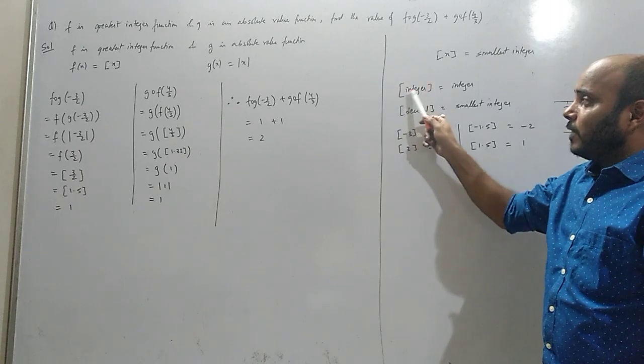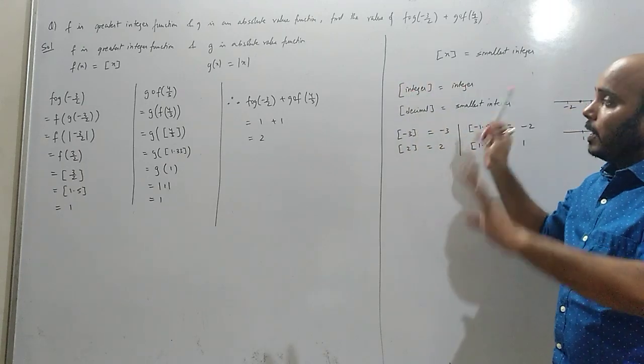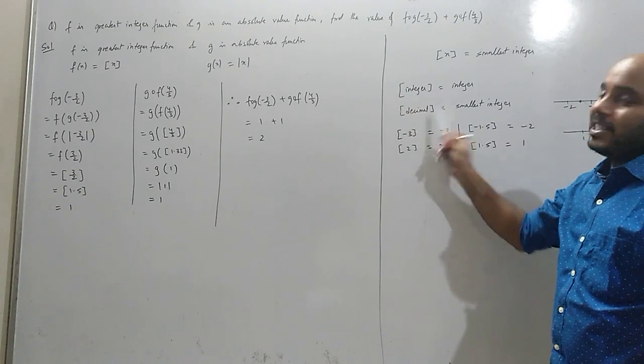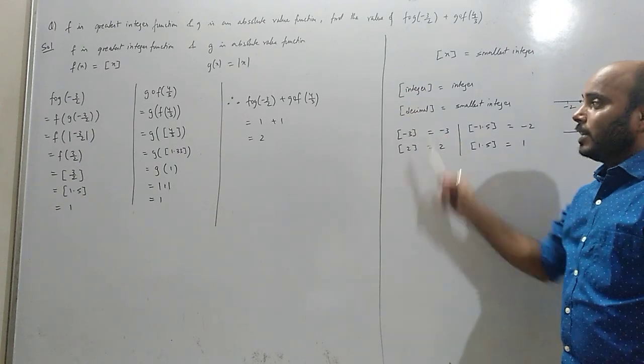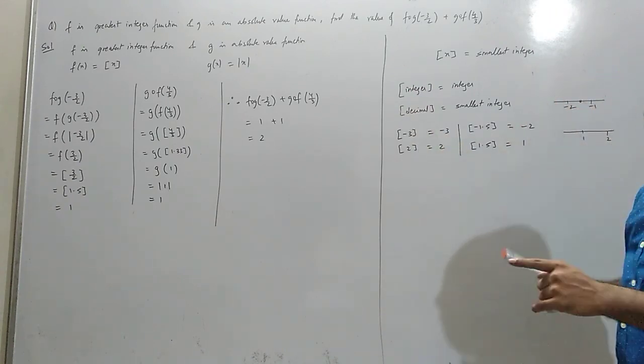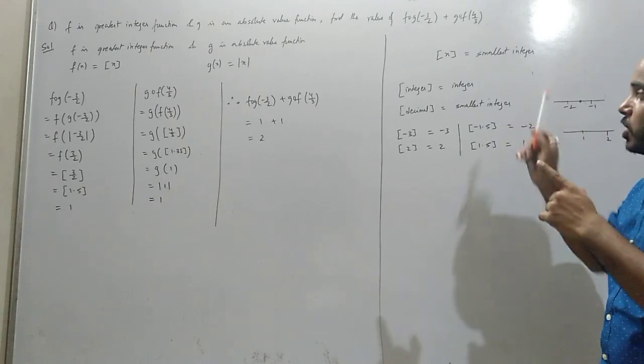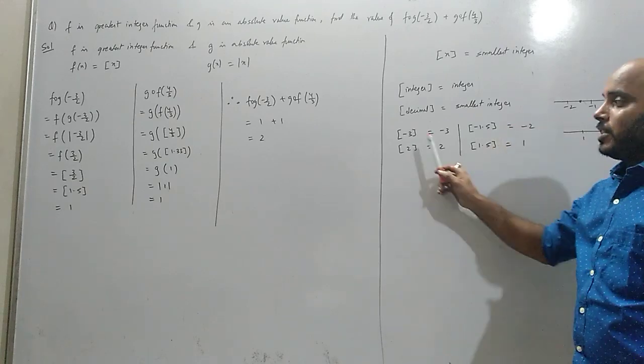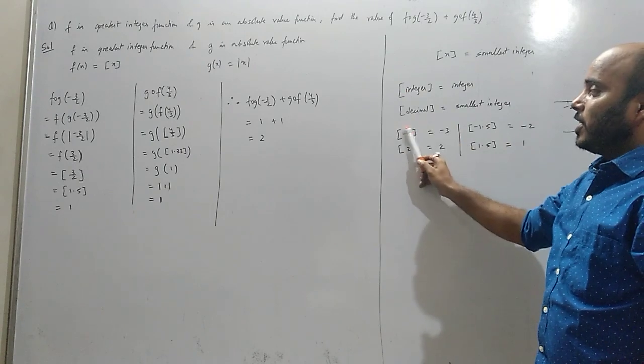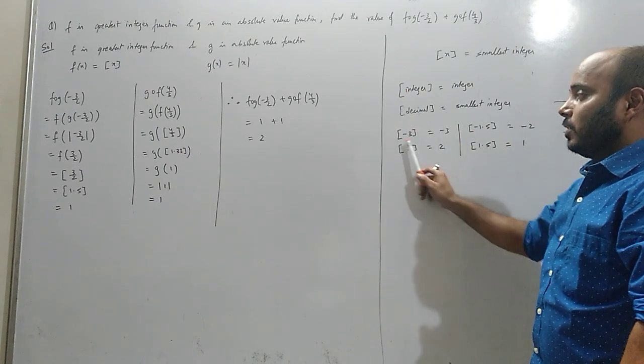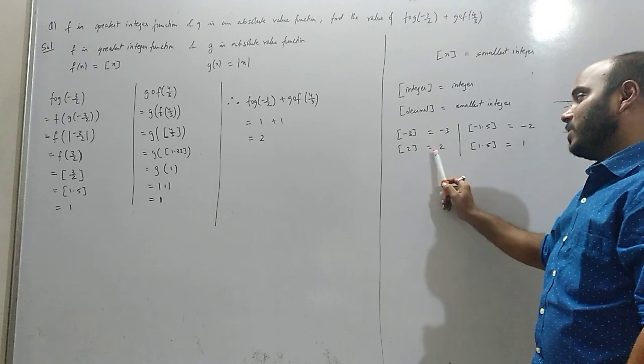If inside the third bracket we have an integer, the answer is that integer only. But if inside the third bracket we have a decimal, then we see which two integers that decimal lies between, and out of those two integers, take the smallest integer. For example, third bracket minus 3 is an integer, so the answer will be minus 3 only. Third bracket 2 is an integer, so the answer will be 2 only.